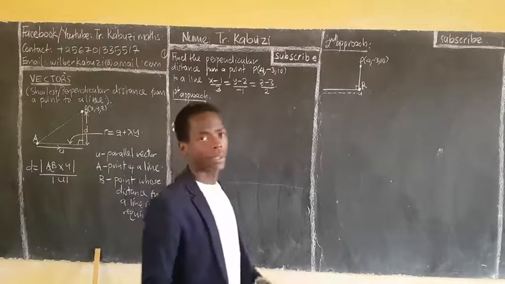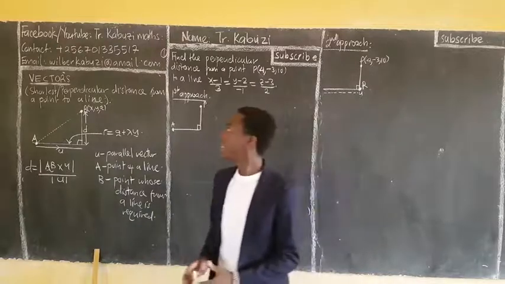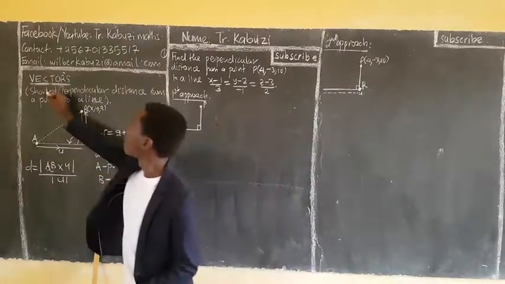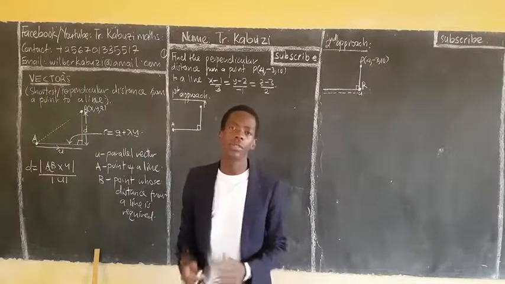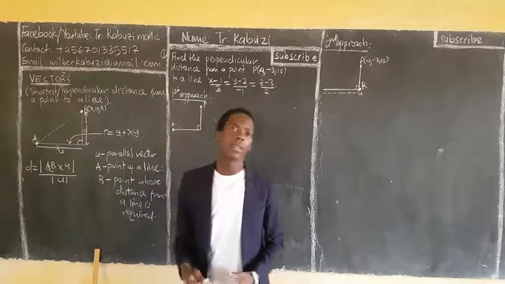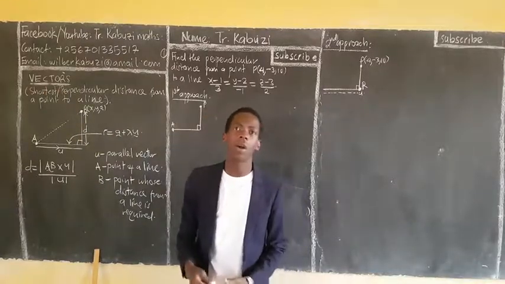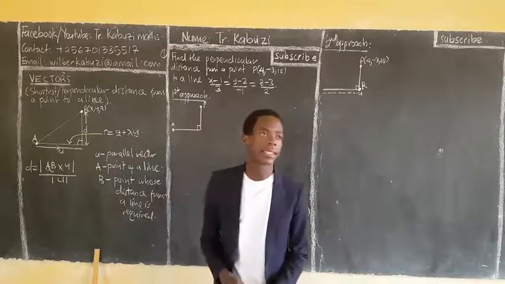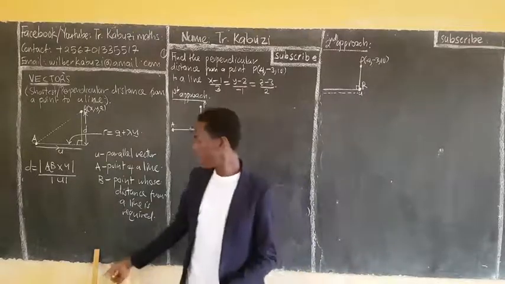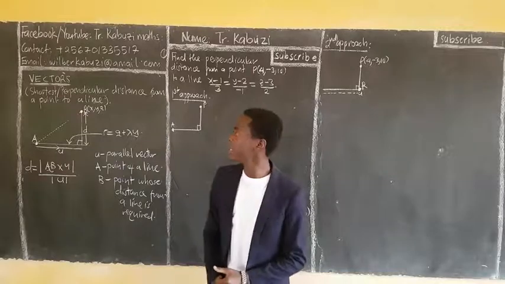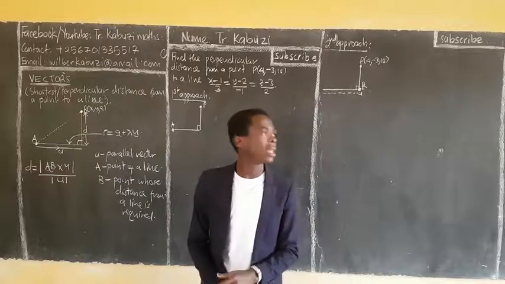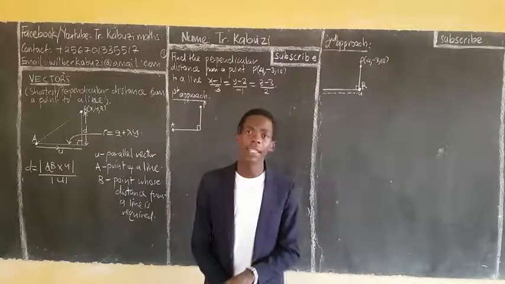Okay, so members, today we are going to see how we get the shortest distance from a point to a line. Of course, the shortest distance is sometimes called the perpendicular distance, the distance from a line to a point. Now, I have two ways of getting this number.